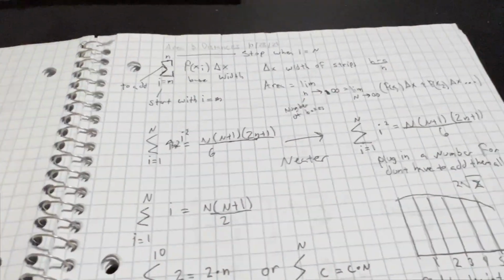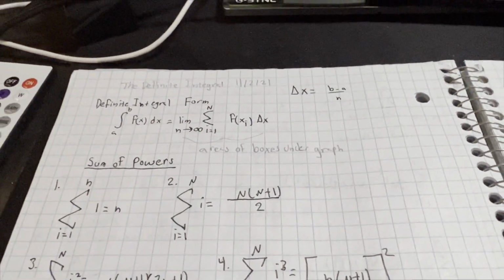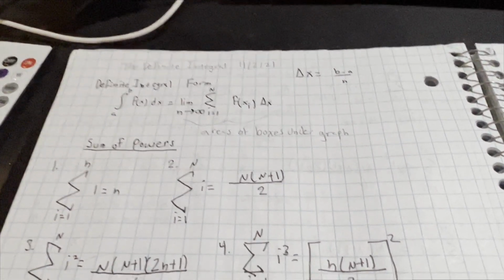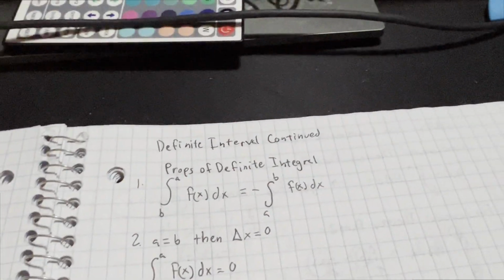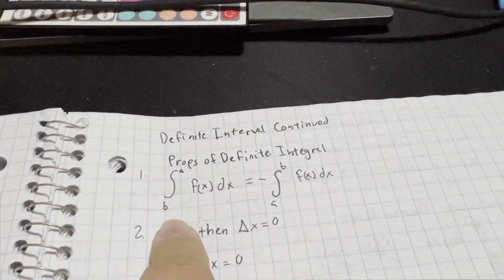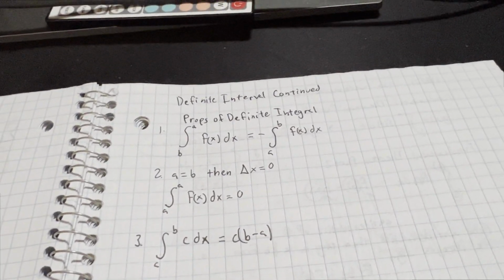Okay, I remember this. Area and distances. The definite integral. I remember when they would first teach us the definition, we had to use the actual definition. The definite integral continued. The properties of the definite integral. So I don't really remember this at all.